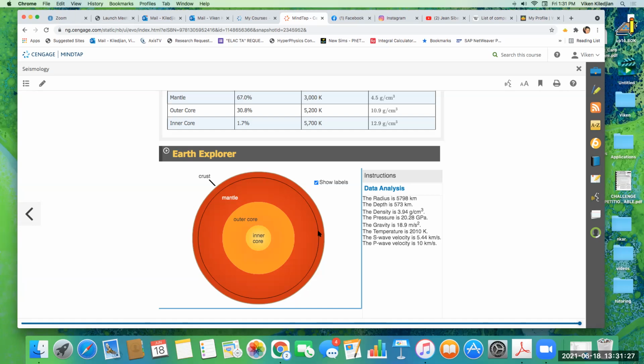Gravity is 18.9. So the gravity at the surface of the Earth is what? It should be 9.8 at the surface of the Earth. That's the acceleration due to gravity. Now, as you're going down, the gravity is increasing, the temperature is increasing. And notice the S wave velocity and the P wave velocity are also slowly increasing as I go down. Oh, the S wave velocity is negative. That's weird. The P wave velocity, then 0.48. So the P waves are always faster, and the temperature keeps increasing.